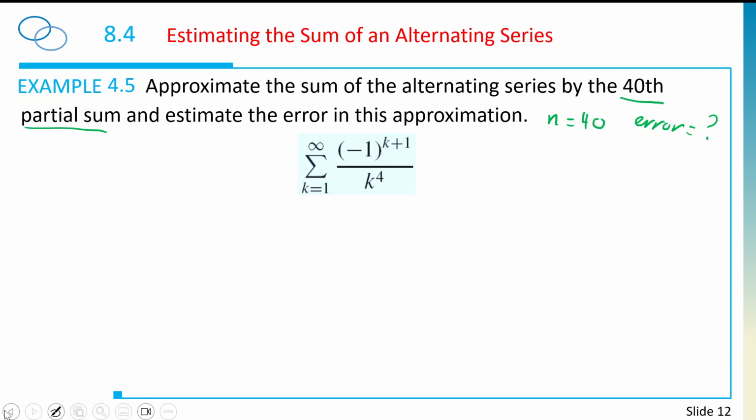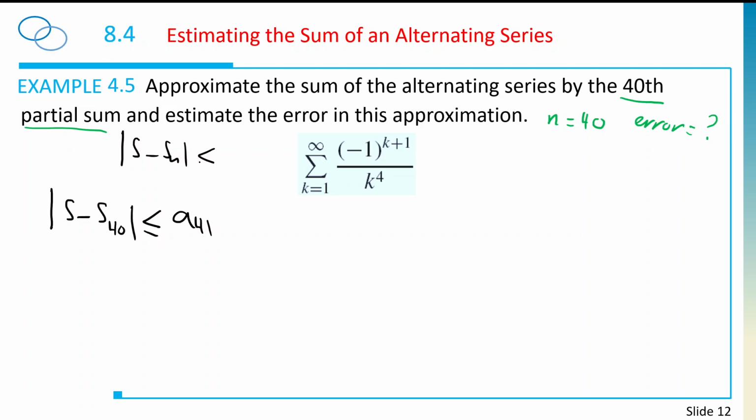Okay? Now, what does the rule say about the error? We know that S minus S40 should be less than or equal to A41. Again, I write the rule here. So it's S minus Sn less than or equal to An plus 1. But before that, okay, we need to check that this converges by the alternating series test. So I'll leave it as an exercise for you.